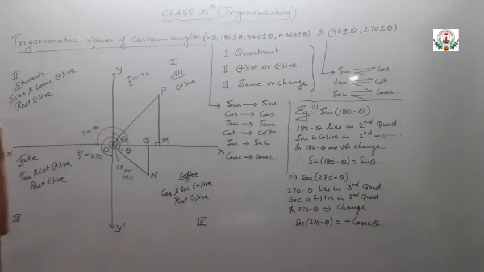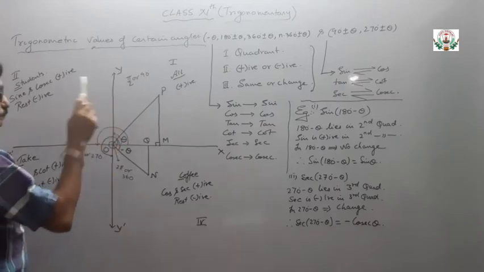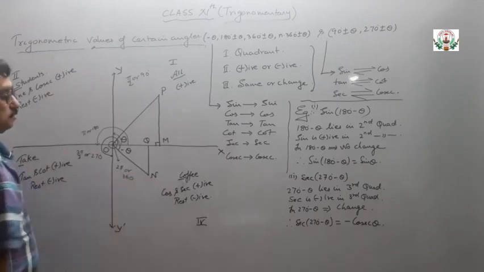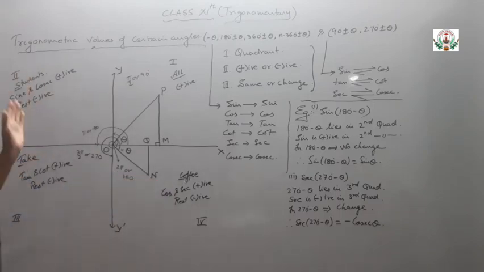Okay? Now, for the quadrants, remember one sentence: all students take coffee. In the first quadrant, all. Second quadrant, in the anti-clockwise direction, students. Third quadrant, take, and the fourth quadrant, coffee.